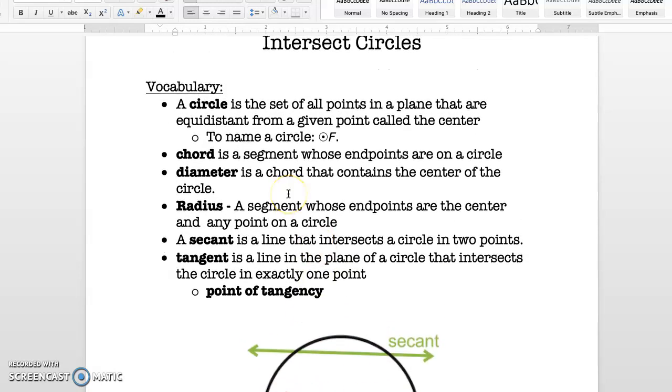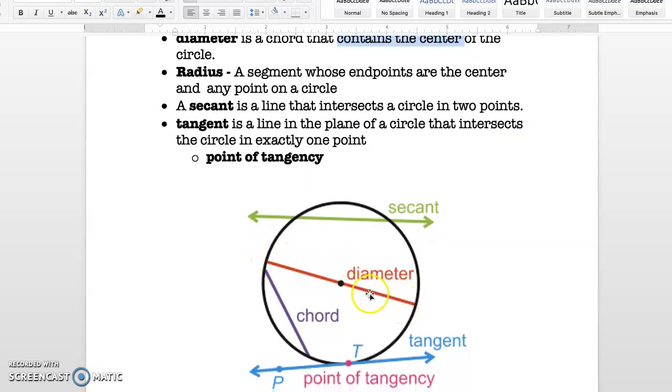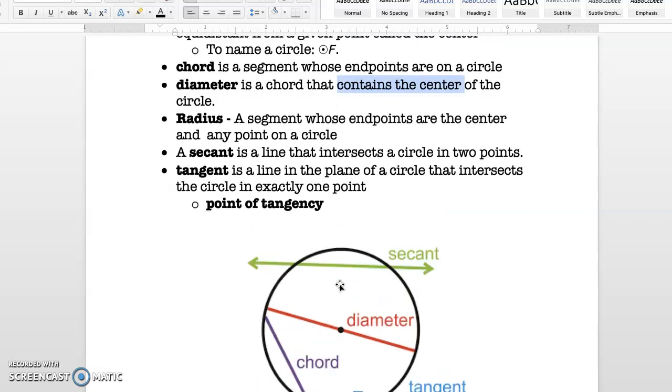A diameter is very similar to a chord because it is referred to as a chord, but it's more specific in the sense that it has to contain the center of the circle. So in red, we have the diameter, and it is a chord with both endpoints on each side of the circle, and it passes through the center point. Now, you have used diameter before when you were talking about area or circumference in other classes. So we're going to be using diameter and radius as well in our different definitions.